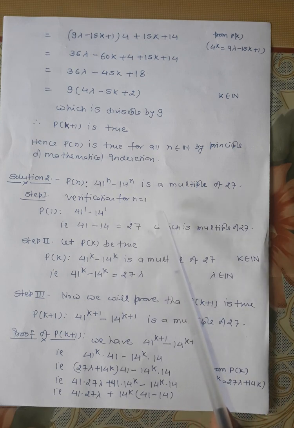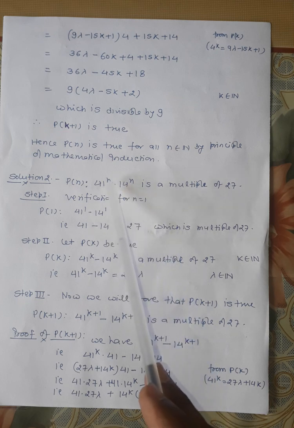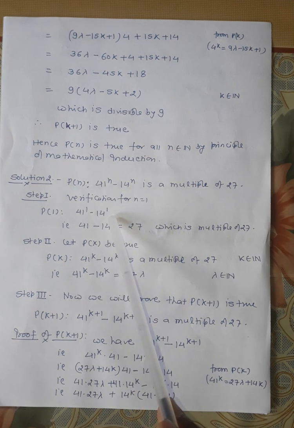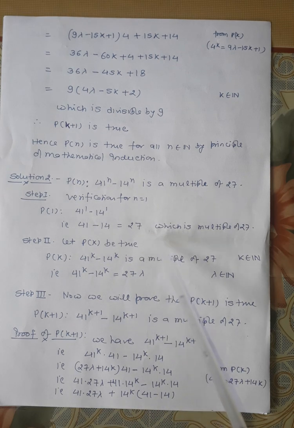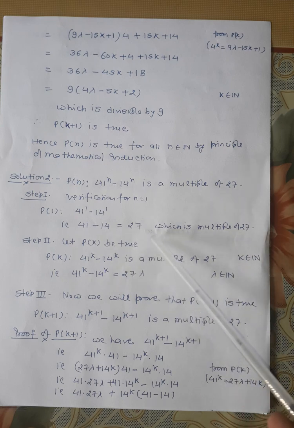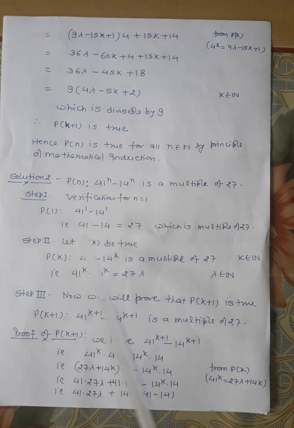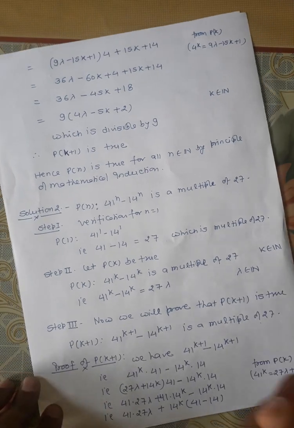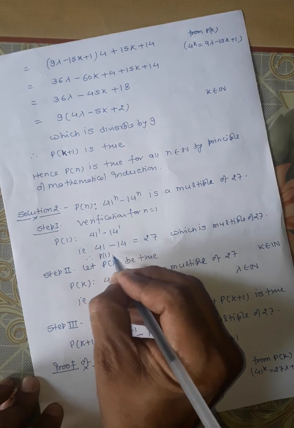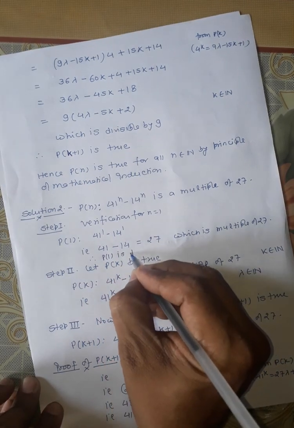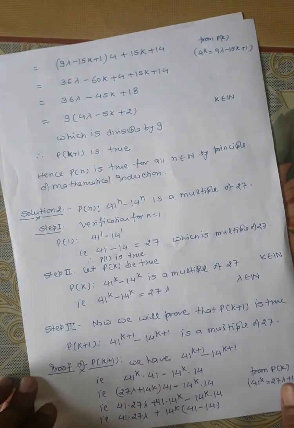Verification for n is equal to 1. So we will put in place of n, 1. After simplification we are getting 27. So definitely 27 is multiple of 27, 27 times 1 is 27. So our first step is completed and verified also. P1 is true. So you should write here, therefore P1 is true.